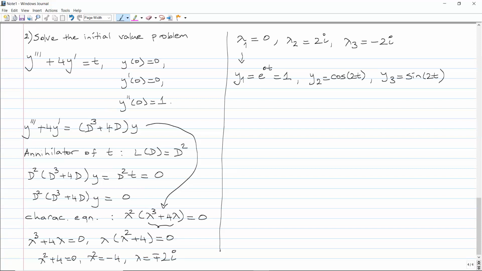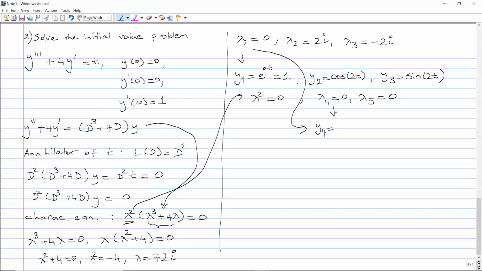And now we consider the remaining part, lambda squared equals 0. Of course, this has only one solution, 0, but since it's squared, I have two solutions, lambda 4 equals 0 and lambda 5 equals 0. Because lambda 1, lambda 2, lambda 3, I get from the first part, and from the second part I get, again, 0, 0. Now, how do I write the solutions corresponding to these roots? For 0, we usually write e to the 0, which is 1. But we already considered that for lambda 1.